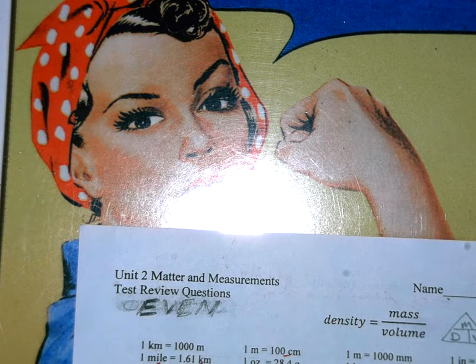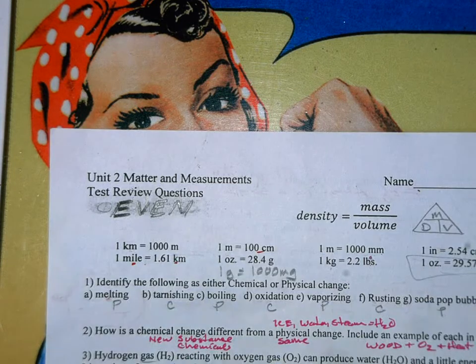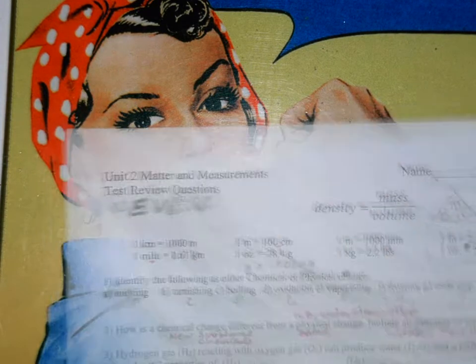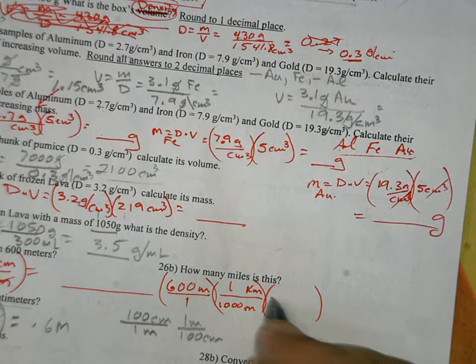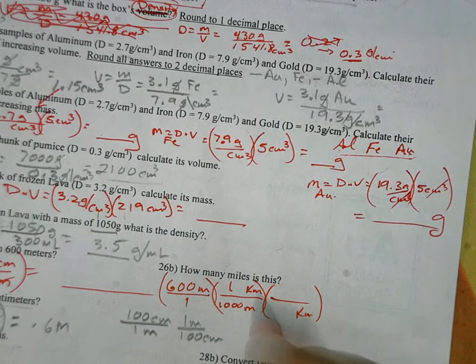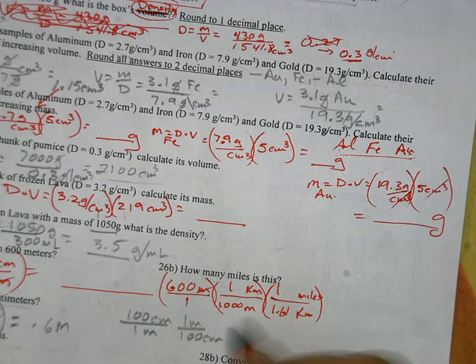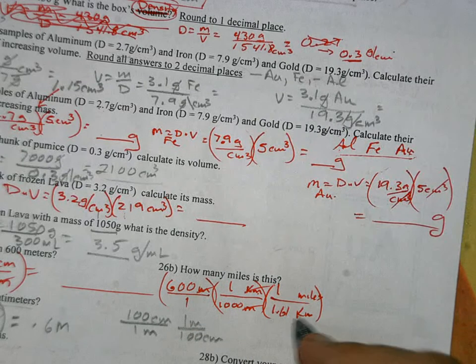Oh, I was off there. There you go. Looking at this one right there. So let's see, where are we? I got lost. There we go. Now we want to get rid of the kilometers and we want miles. And it said 1.61 kilometers is 1 mile. So now the meters cancel out, the kilometers cancel out.